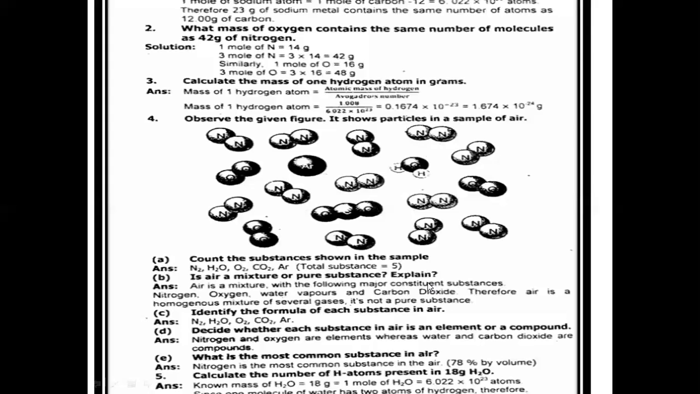Explain. We have done it before that air is a mixture of these different gases because it contains nitrogen, oxygen, water vapors, carbon dioxide. So it is a mixture of different gases. It is not a pure substance.